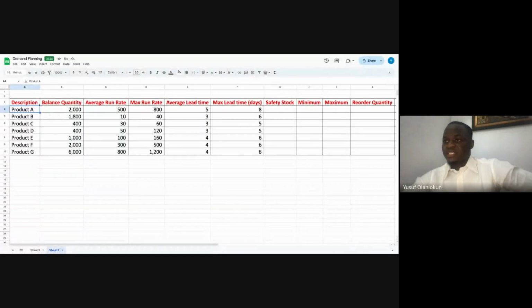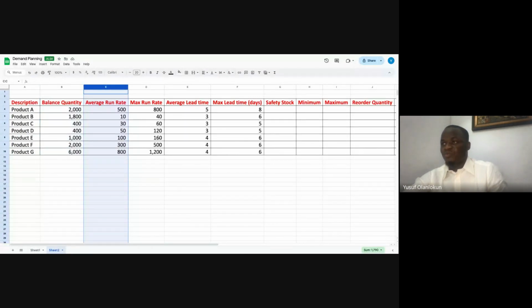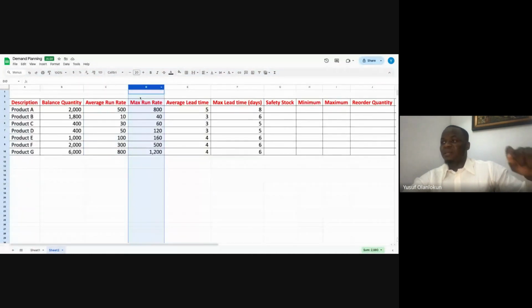We just want to demonstrate this with seven products. Like I mentioned, the source of this data: the balance quantity is your current balance, the current stock that you have in the pharmacy. The average run rate, let's say we are planning for February now, so we are looking at the average for January, which is the total sales for January divided by 31. Then the maximum run rate, the maximum sale that you had for that particular product.